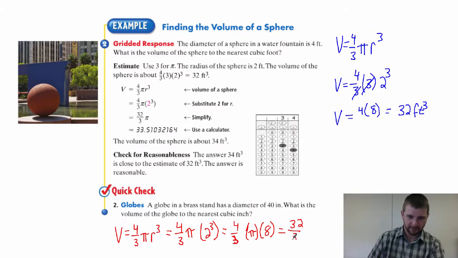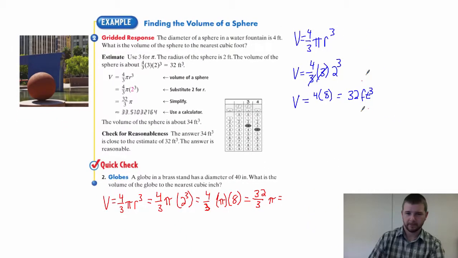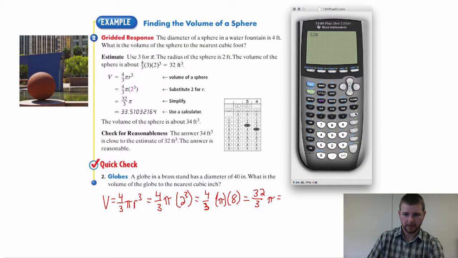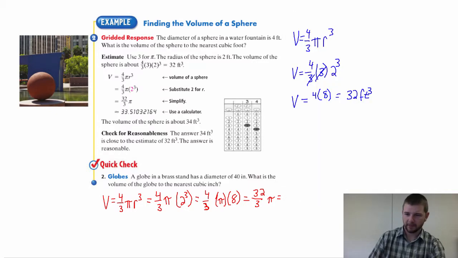32 over 3 times pi, and using a calculator, 32 divided by 3 times pi. Approximately 33.5, and that is about 34 feet cubed, or cubic feet. So therefore, very close to our estimate, and our estimate is reasonable.